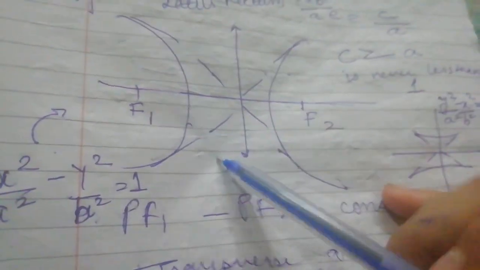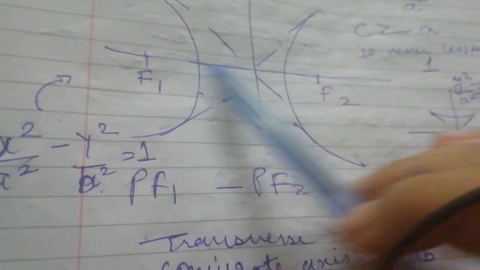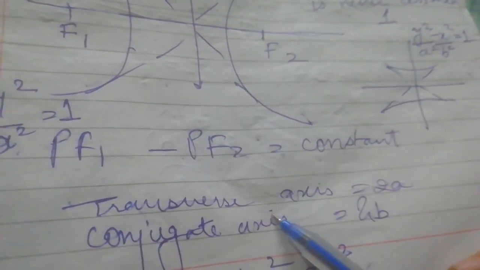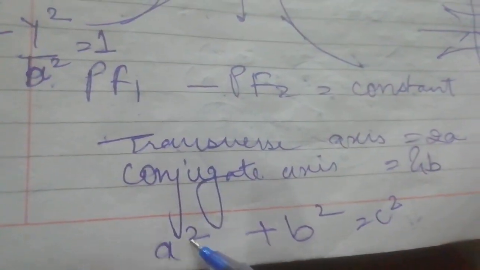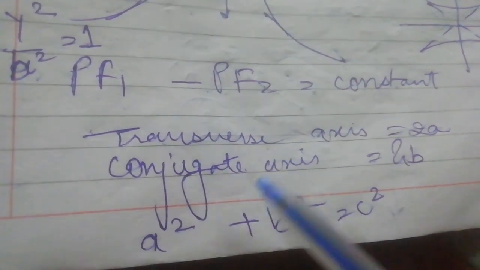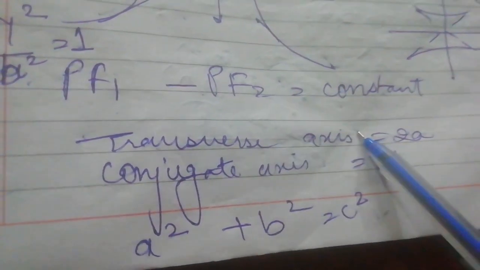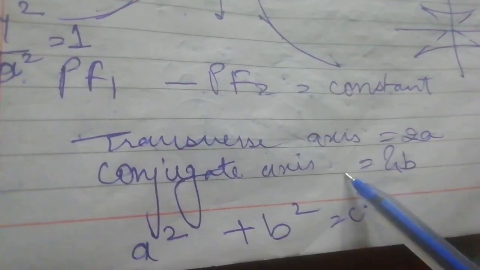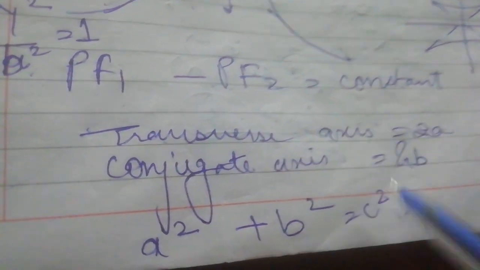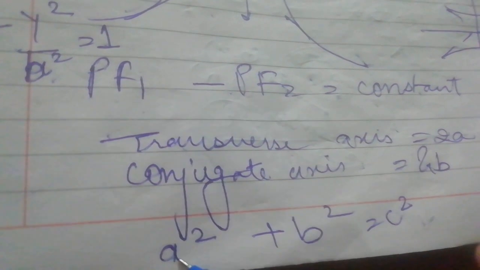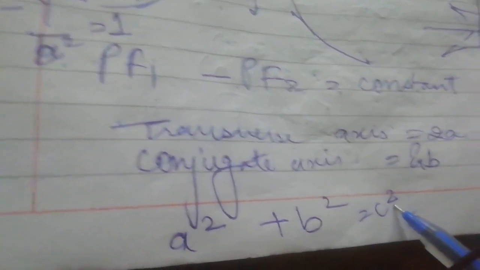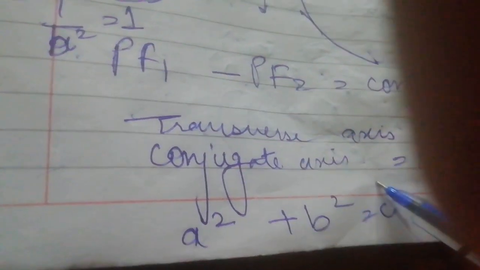This axis is called the transverse axis, and this one is called the conjugate axis, just like the major and minor axes. The transverse axis is equal to 2a and the conjugate axis is equal to 2b. The relation between them is a squared plus b squared equals c squared.